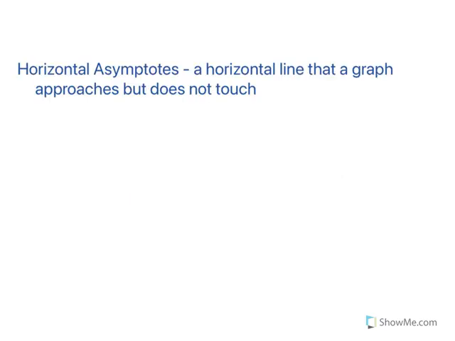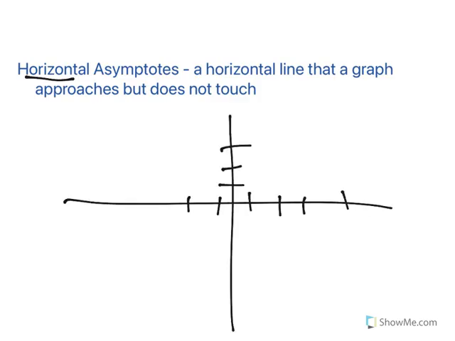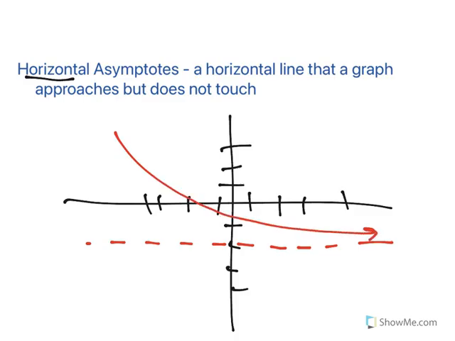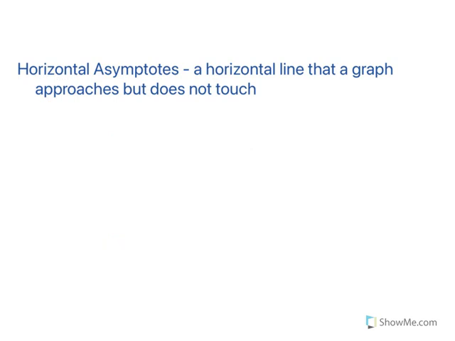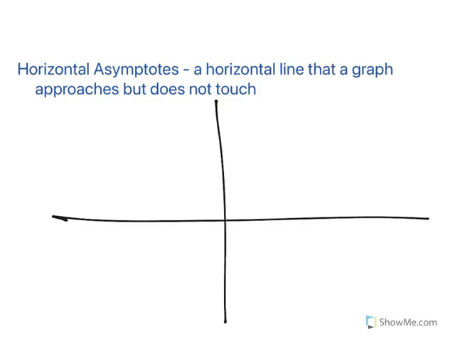Horizontal asymptotes. Now, if you know about vertical asymptotes, horizontal are similar, but a little bit different. Horizontal asymptotes simply mean that if we are graphing, a horizontal asymptote is a horizontal line that our graph will approach, but never touch. Now, there is one time where that is actually a false statement, and that happens when our horizontal asymptote is the x-axis.